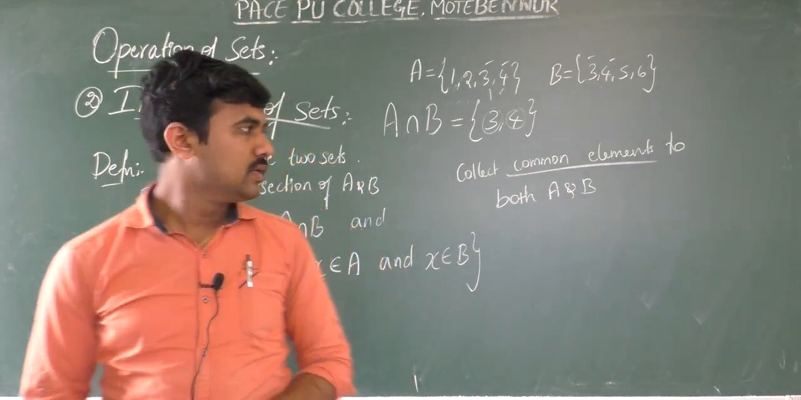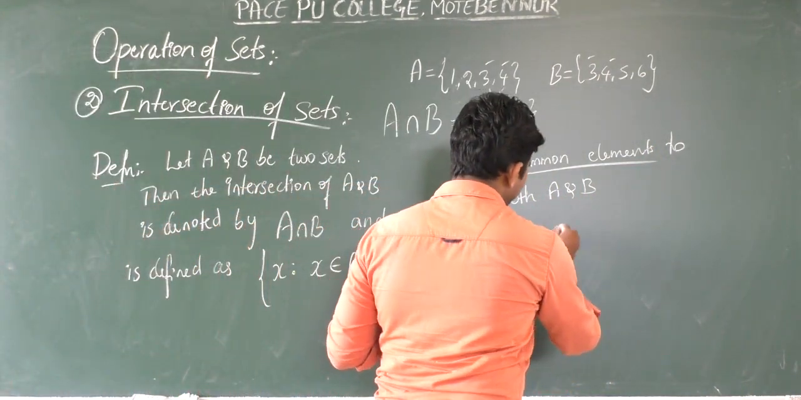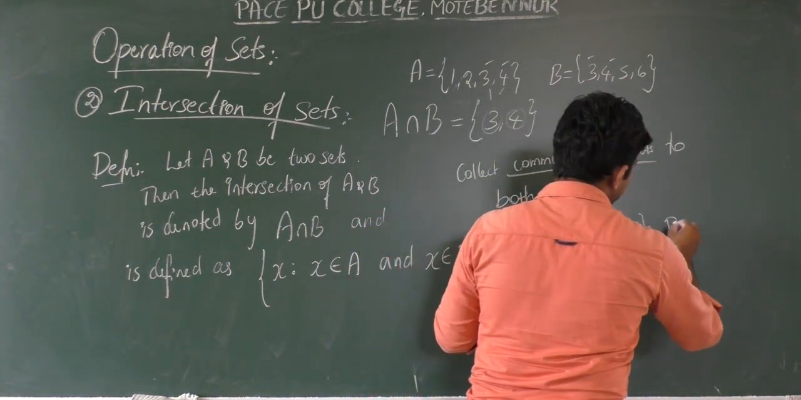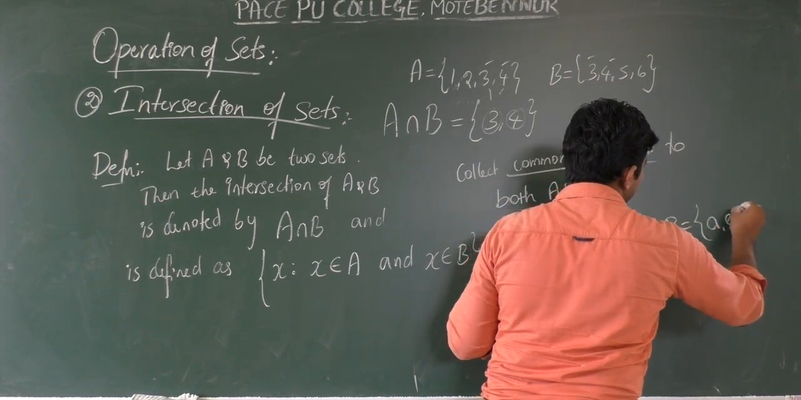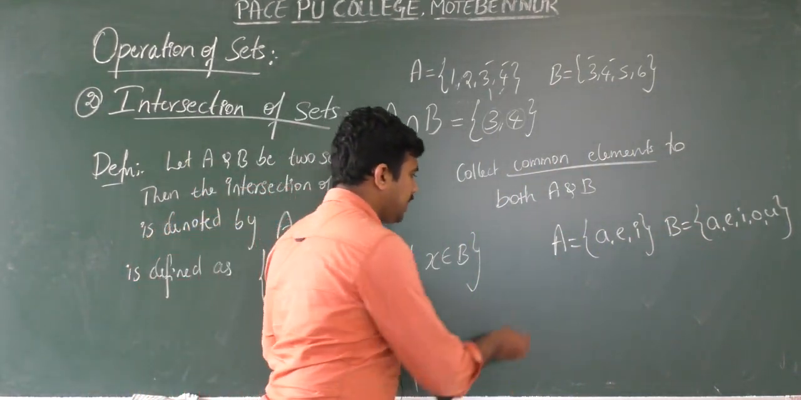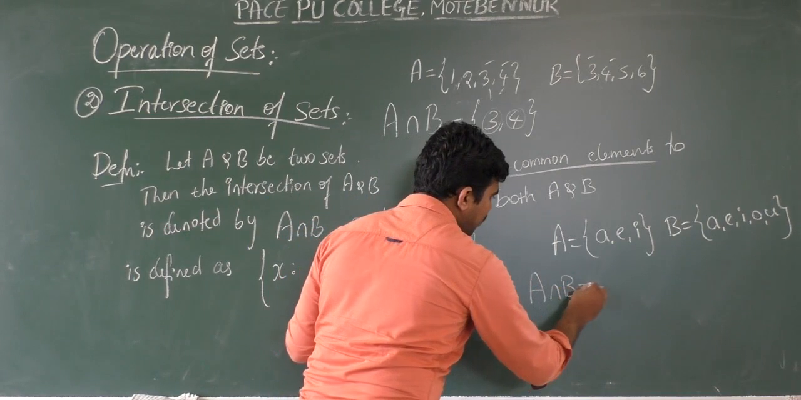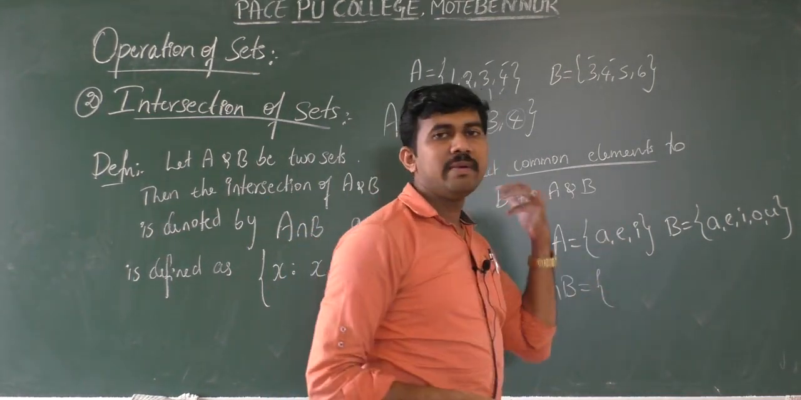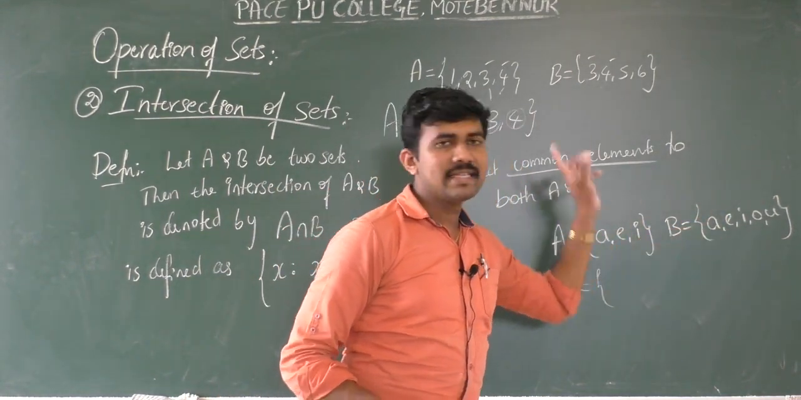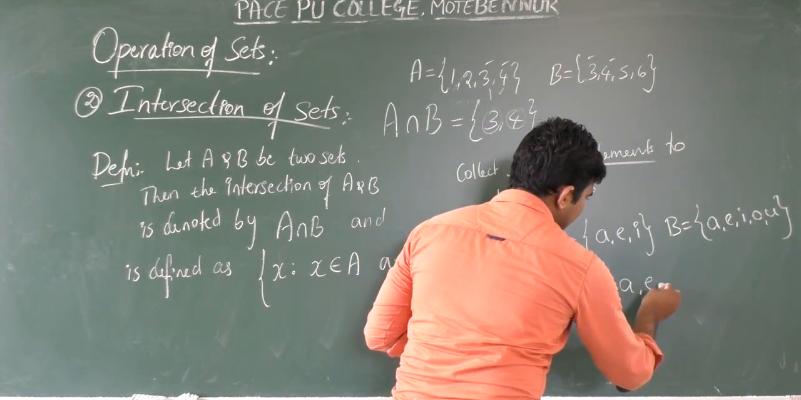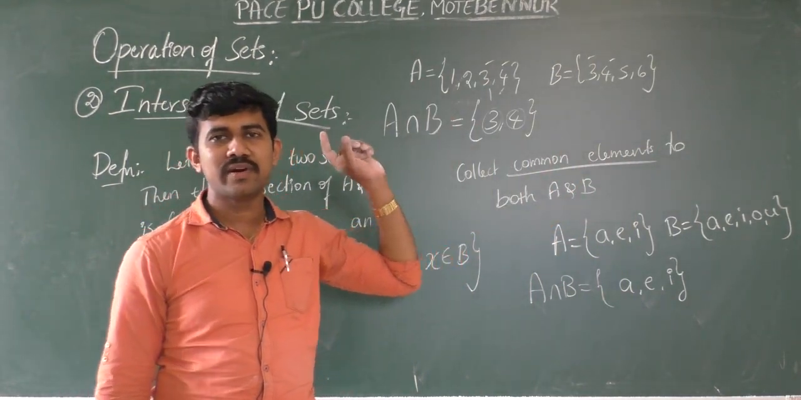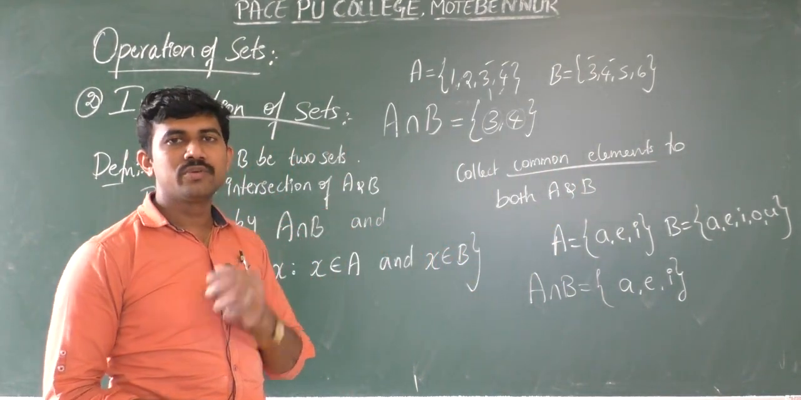I'll consider another example. A is the set of all a, e, i. B is the set of all a, e, i, o, u. Now write the intersection of A and B. A intersection B is the set of all common elements. A is common, E is common, I is common. So write only those: a, e, i. Only the common elements of both sets are written in the intersection of two sets.